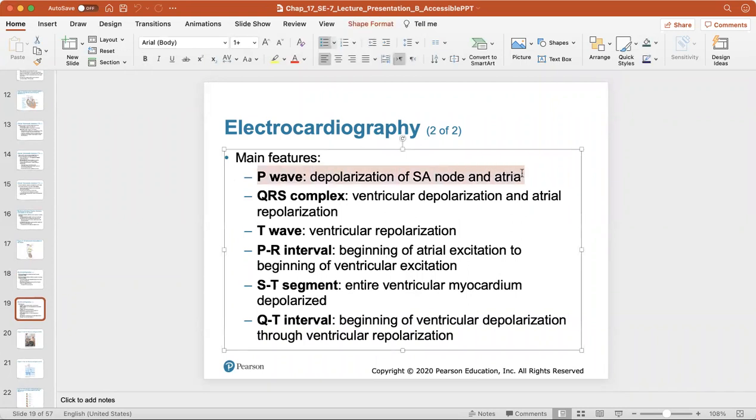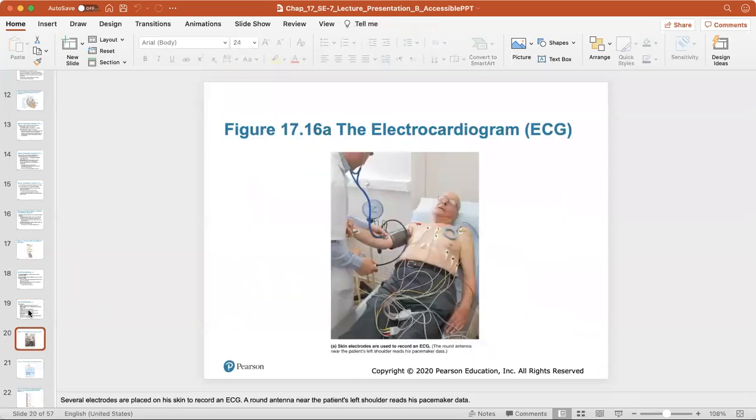The main features of an electrocardiogram is the P wave, and you should know all of this, which is the depolarization of the SA node in atria, so where the electrical signal is starting. The QRS complex is the ventricle depolarization, and the T wave is the ventricular repolarization. And then we have intervals, which are spaces between kind of the peaks. The PR interval is the beginning of atrial excitation to the beginning of ventricular excitation. The ST segment signifies when the entire ventricular myocardium is depolarized. And the QT interval is the beginning of ventricular depolarization through ventricular repolarization.